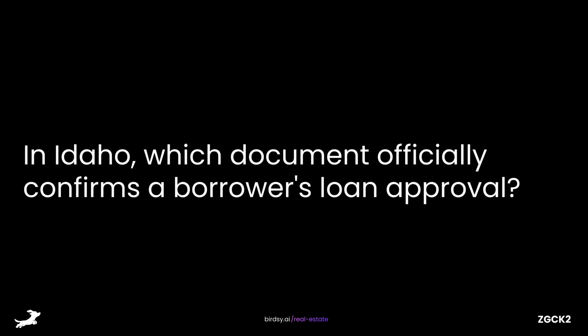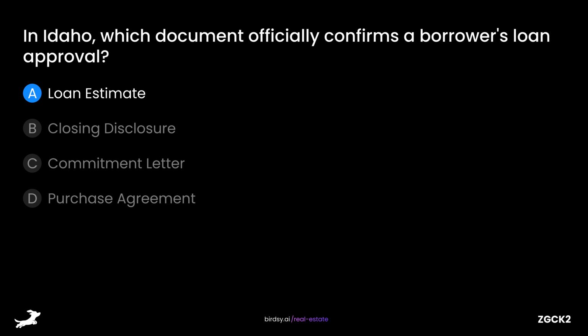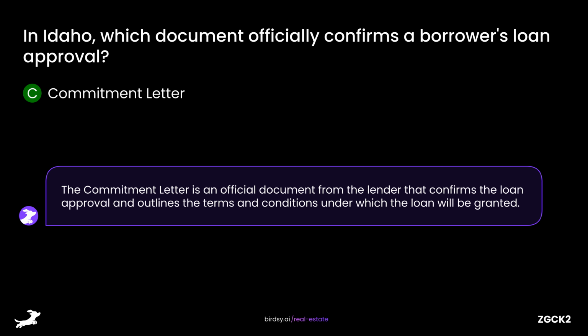In Idaho, which document officially confirms a borrower's loan approval? Is it A, loan estimate? B, closing disclosure? C, commitment letter? Or D, purchase agreement? The answer is C, commitment letter. The commitment letter is an official document from the lender that confirms the loan approval and outlines the terms and conditions under which the loan will be granted.